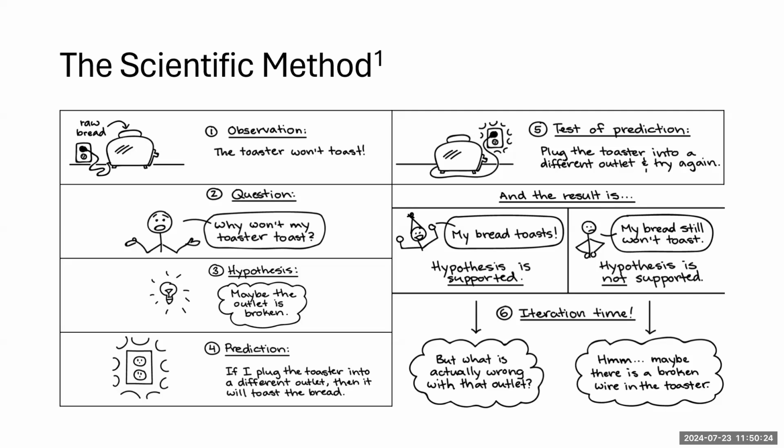Or if the bread still won't toast, then maybe we speculate that there's a broken wire in the toaster, and that might lead us to a different set of experiments. So you see this does lead to iteration, and it is back to one of the slides that we showed previously about science being a little bit of a cycle.